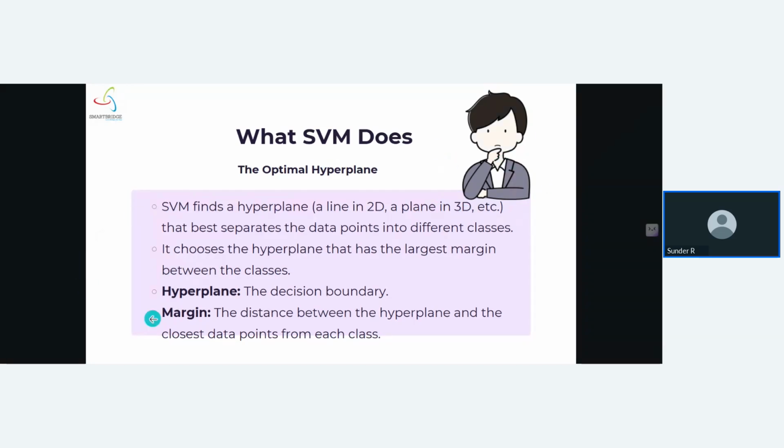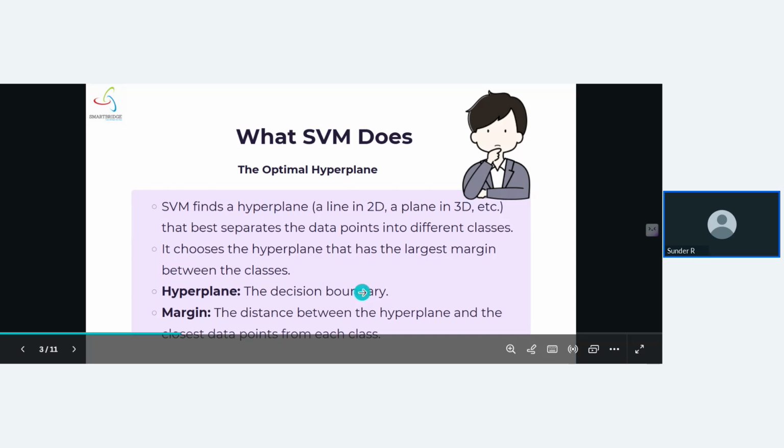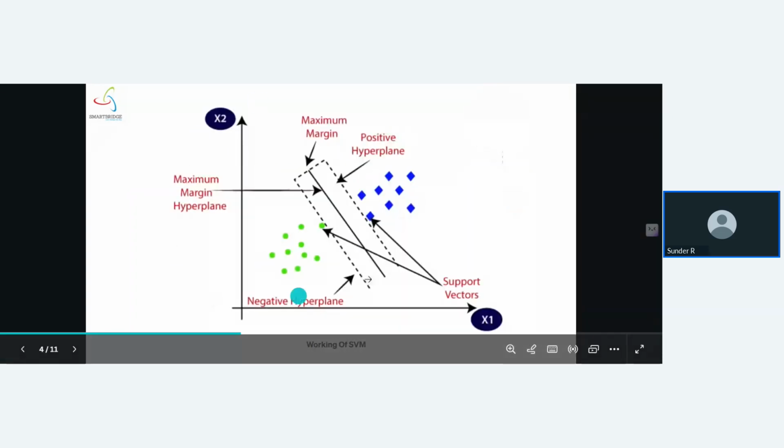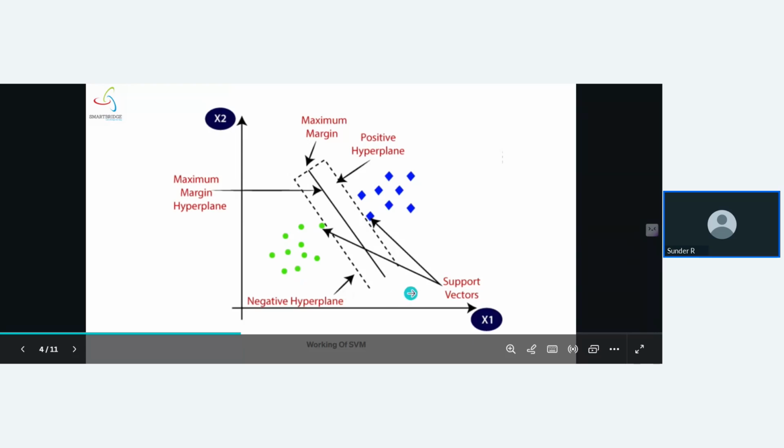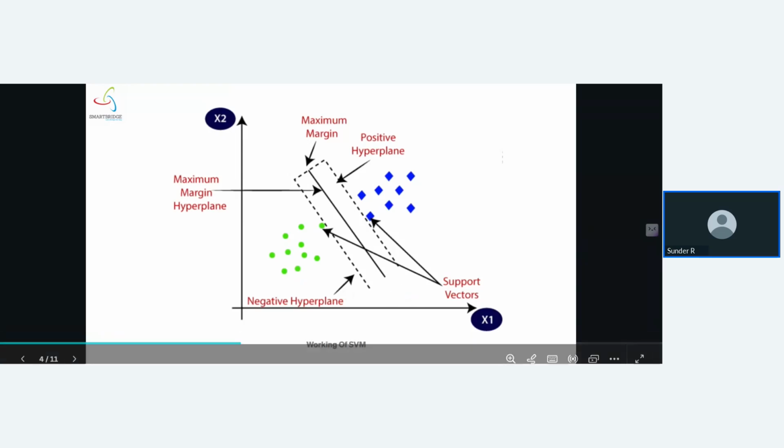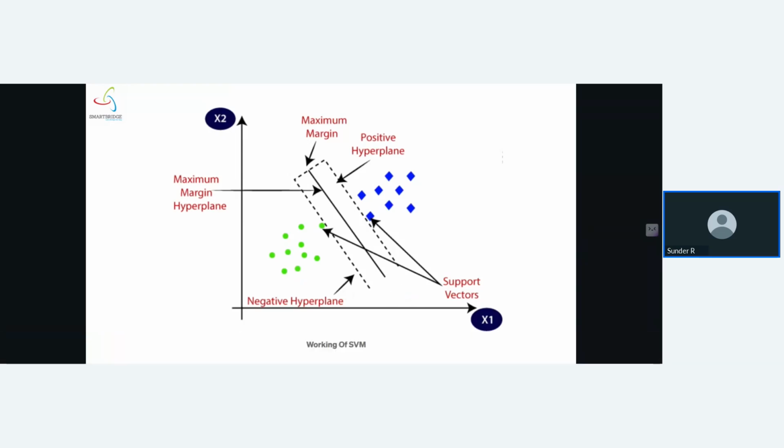So a hyperplane is nothing but the decision boundary, meaning it is the line we use to classify both the classes. Margin is nothing but the distance between this hyperplane and the nearest data points that you have. It's clear about this diagram? Can I get a confirmation or thumbs up from the chat? Guys, I hope everyone has understood, right?